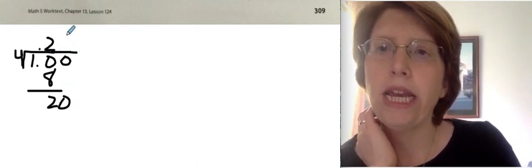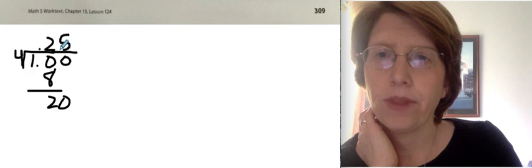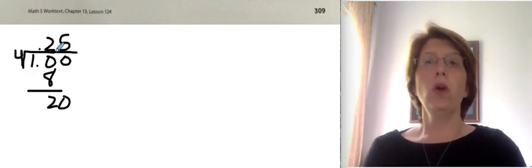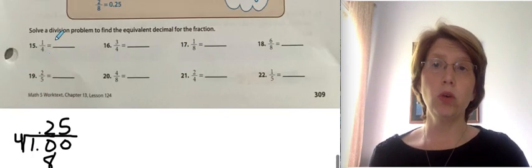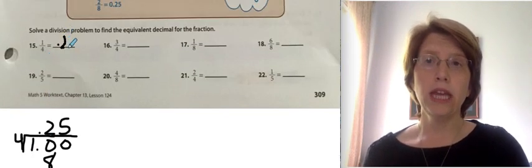4 goes into 20 5 times. So the decimal equivalent to 1/4 is 25 hundredths.